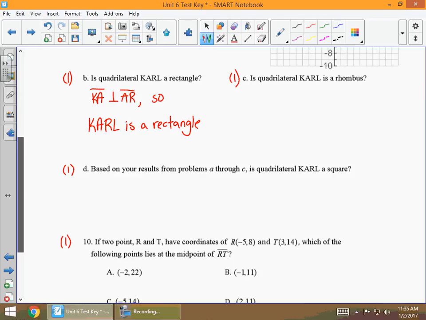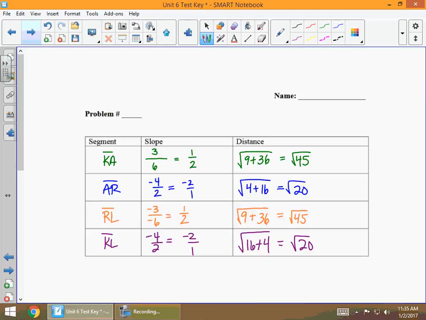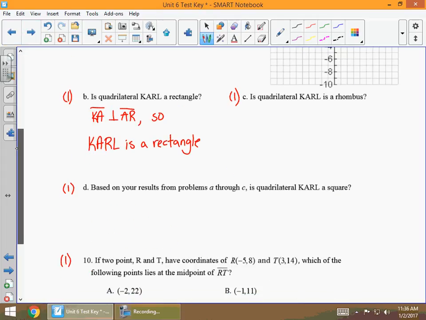All right, part C wants to know whether Carl is a rhombus. In order to be a rhombus, all 4 sides have to be the same length. Well, as I look at my distances here, radical 45 and radical 20 are not the same. They are different. So KA is not congruent to AR. So KA is not equal to AR. So Carl is not a rhombus.